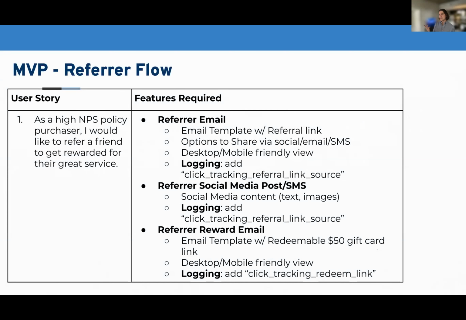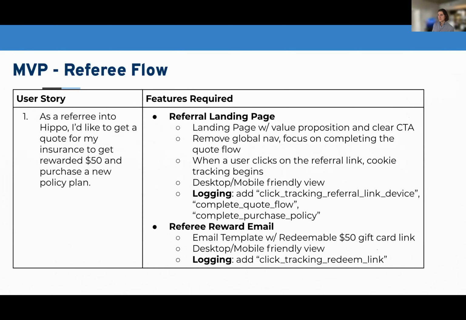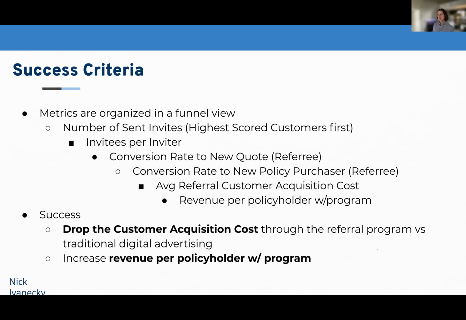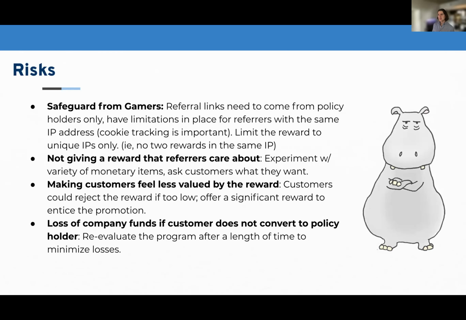And then explaining at a very high level, what's the user story, what features are needed. And then being able to run this program or this go-to-market motion. So, trying to have high NPS customers sign up for this referral program because it's more likely to lead to success. And any other specifics, right? Showing success criteria, some of the risks that could happen, right? So there could be a lot of people gaming the referral system. So how could you safeguard that, potentially in engineering or in the code, right?